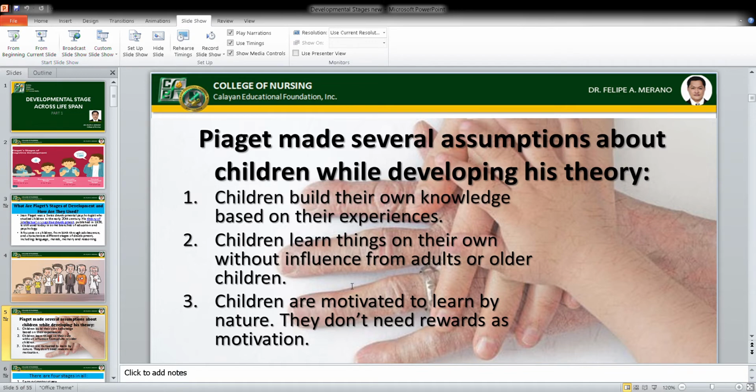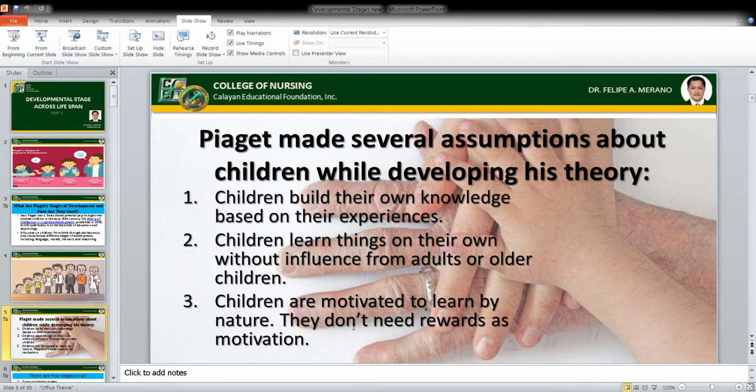Children learn things on their own without influence from adults or older children. It is because based on their experience, based on what's being motivated when they were young, that leads them to learn, to influence others, and to participate or to belong to anyone. So it is innate to human nature, to any child, to learn on their own.